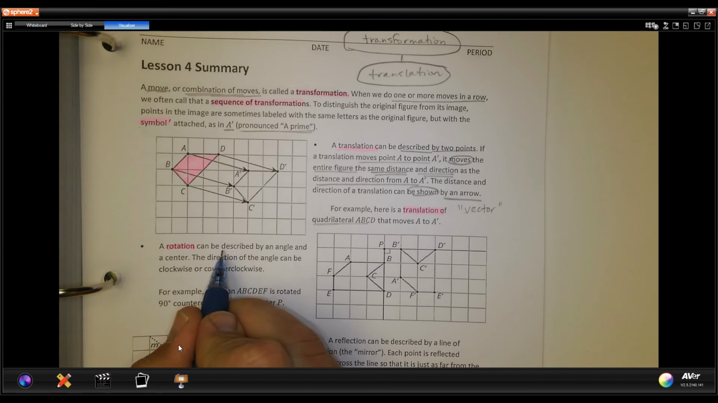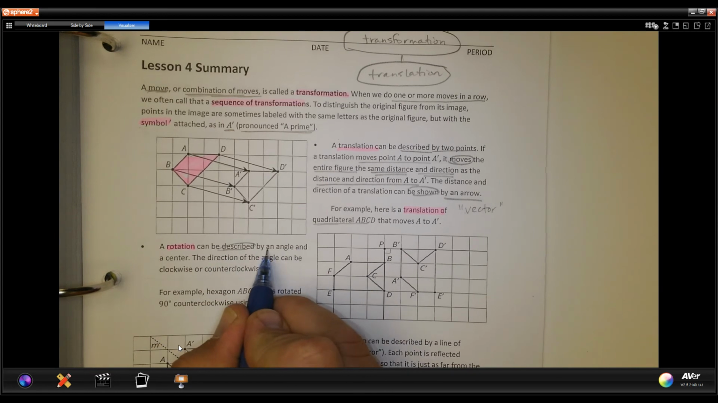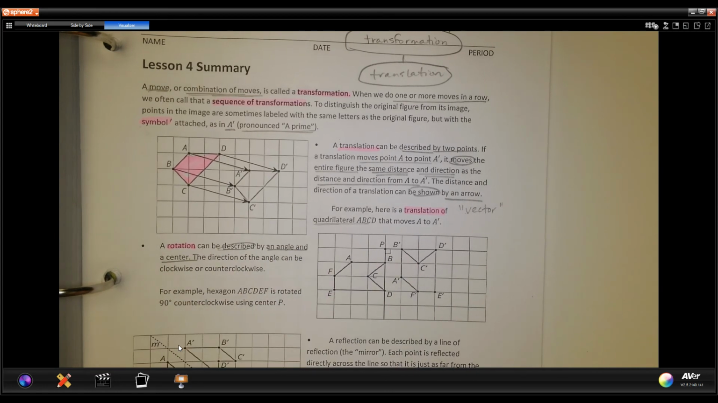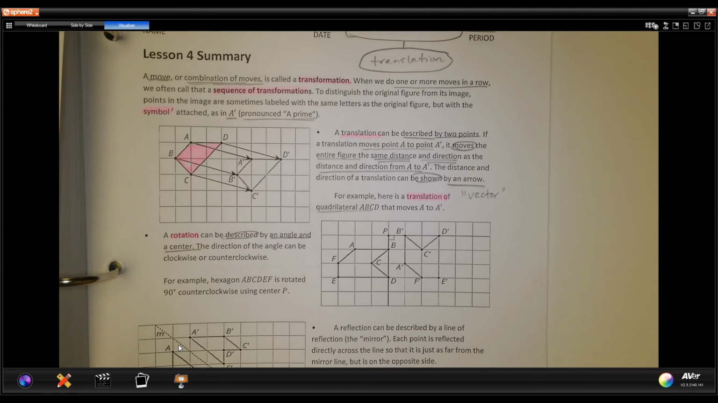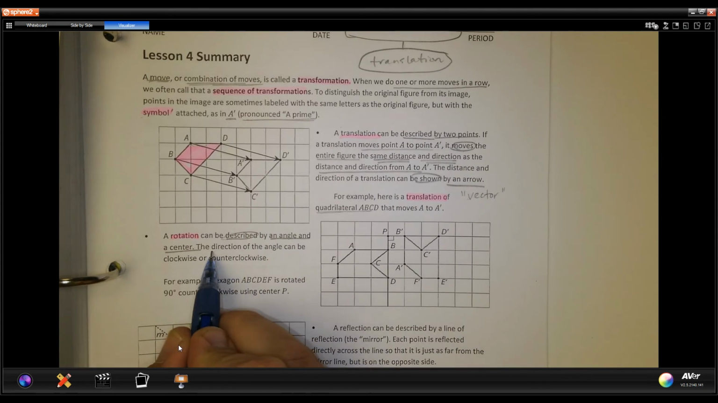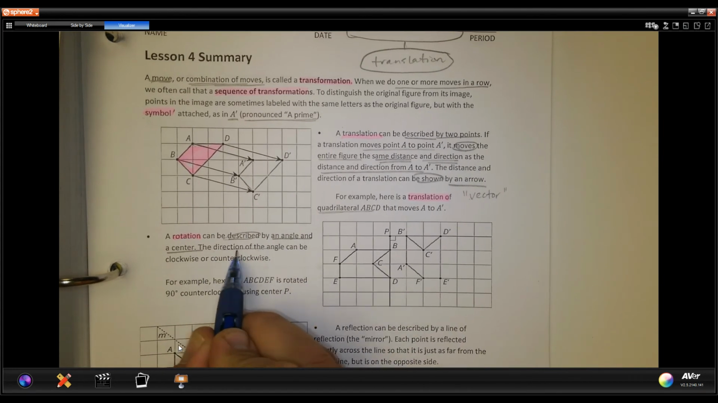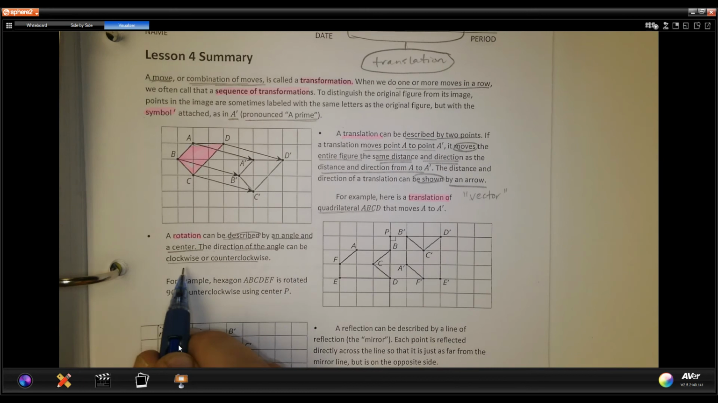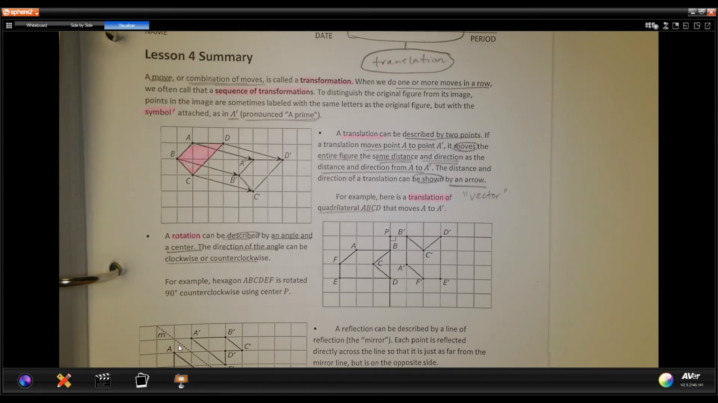The next one we talk about is a rotation. A rotation is described by an angle and a center. You have to have both of those. The direction of the angle is further described using clockwise or counterclockwise. So we have, again, those two things. We have a distance and a direction, or a magnitude and a direction. We have that angle measure that's off of a center, and then we have a direction, clockwise or counterclockwise.